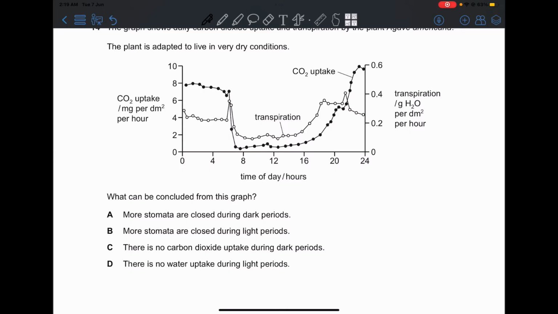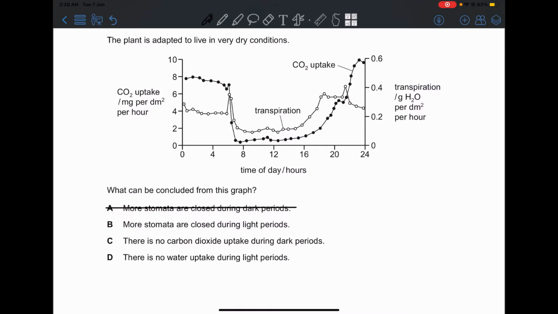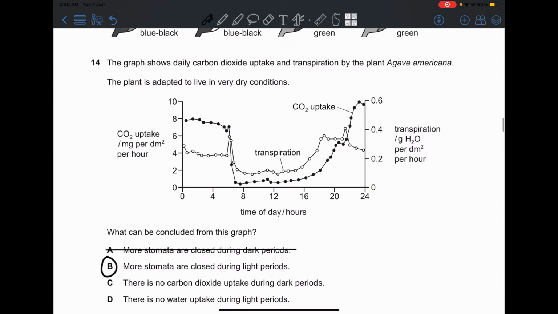We know that the carbon dioxide diffuses through the stomata and the gas exchange is from the stomata. So when it is opened, there is an increase in that gas exchange. So that is incorrect. Now B, more stomata are closed during the light periods. Now this is correct because both the carbon dioxide uptake and transpiration were very much decreased during the light periods from 8 a.m. until about 6 p.m. So this is correct actually. So B is going to be our answer for this question.